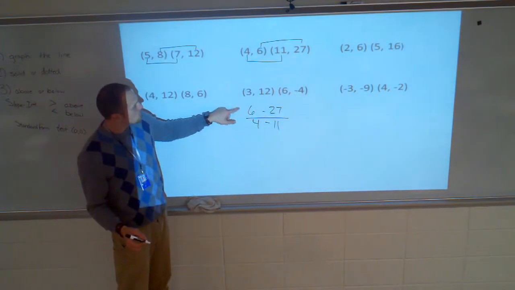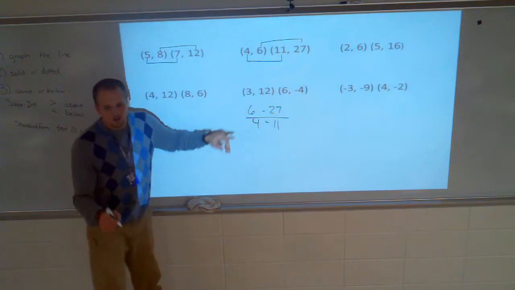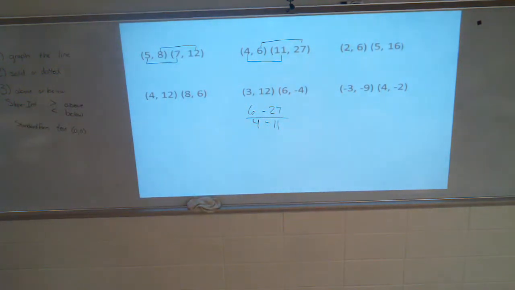6 minus 27. So everybody work that for me. Now that it's set up, work that on your whiteboard. See if you can find an answer. And remember, when you find slope, reduce the fraction, but don't change it into a mixed number. Leave it as improper. This one is going to be a whole number.